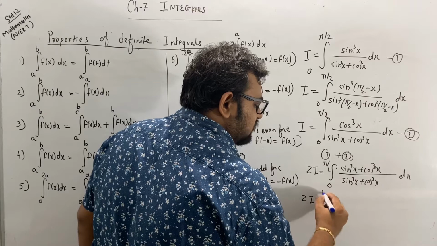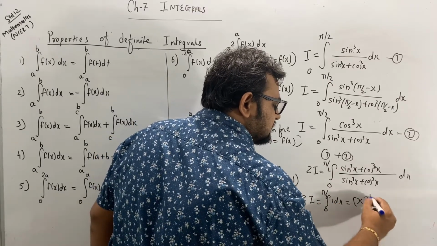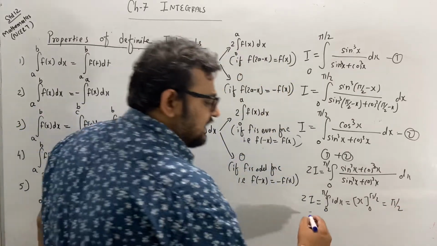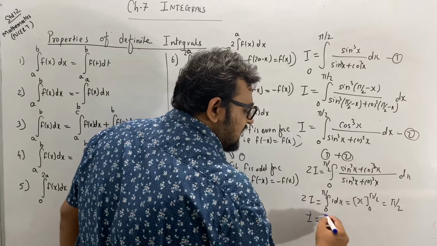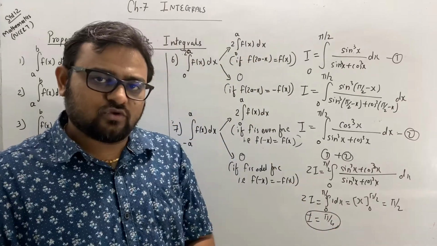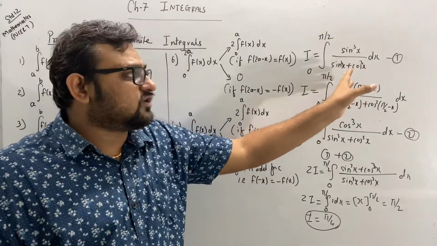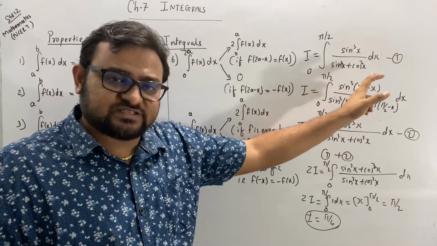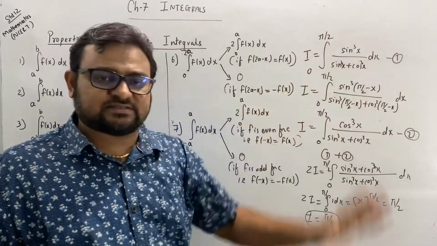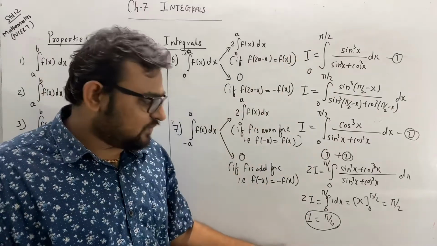2I is equal to the integral from 0 to pi by 2 of 1 dx. So this integration is x, so this is equal to pi by 2. So what will be I? 2I equal to pi by 2, I is equal to pi by 4. Clear? So this type of sum can be asked like square root of sin x upon square root of sin x plus cos x, or any other power is given. Okay, so at that time we'll be using 0 plus pi by 2 minus x. Clear? Okay, so just go through this type once.